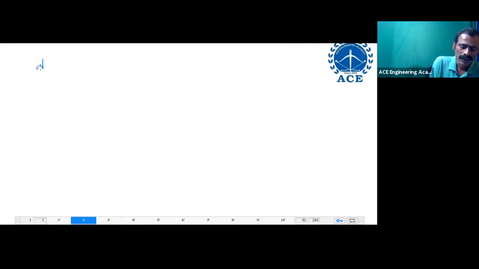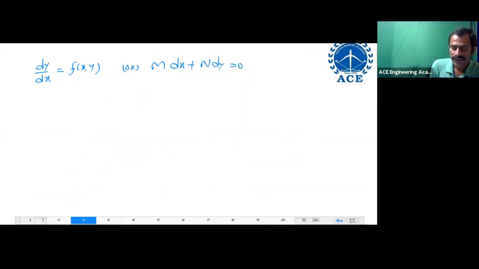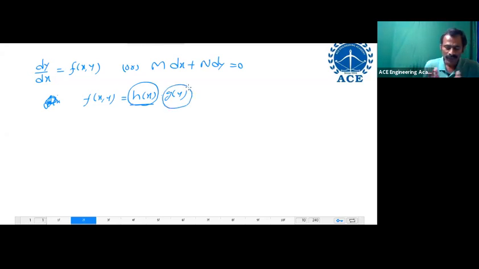Actually, dy by dx equal to f of x comma y, or M dx plus N dy equal to 0. These 2 are the general forms of the first order first degree differential equation. In this differential equation, if f of x comma y equals h of x into g of y, then we can say variables are separable. h of x is a function of x alone, g of y is a function of y alone. If you are able to separate variables, then we can solve the problem by the variable separable method.